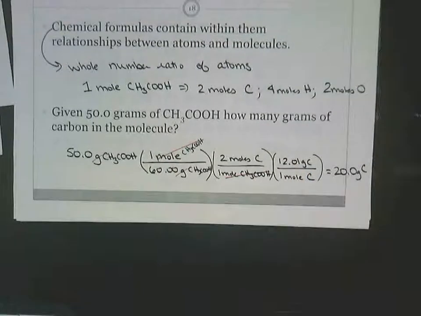So within 50 grams of acetic acid, I know 20 of the grams are just carbon, which you could certainly turn to a mass percent if you wanted to, but we already did that. All right, I'm going to stop there to make sure you guys have enough time to do your quiz.